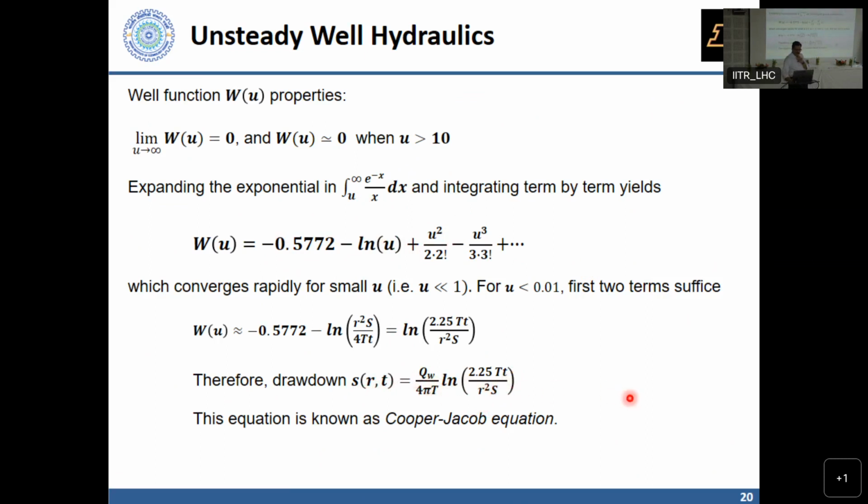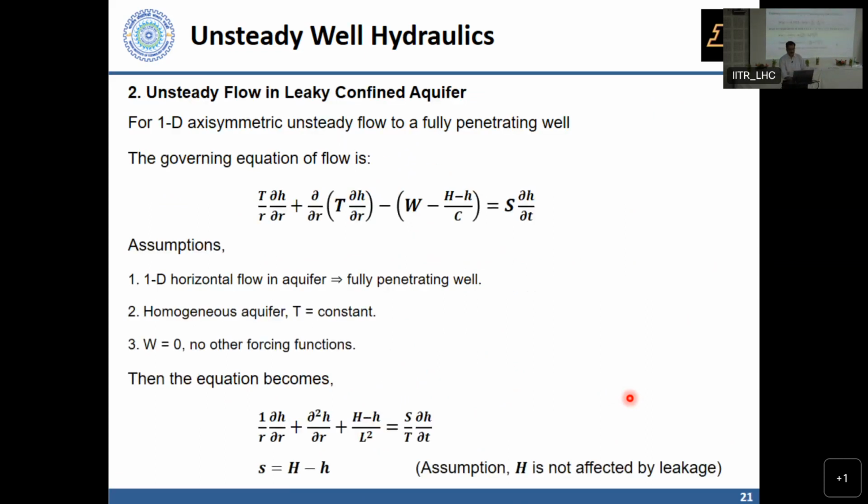This approximate solution is called the Cooper-Jacob solution or Cooper-Jacob equation. And we use that quite often.